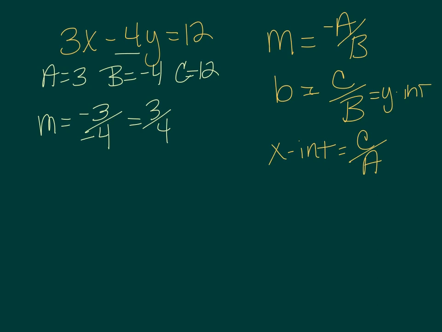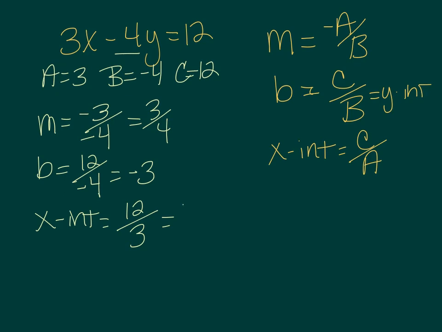Well, hey, that's the same slope that we got when we solved our equation for y. To find our y-intercept, or our b value, lowercase b, we would take C, our constant, 12, and divide it by the B value, which is negative 4. So here we get negative 3. Well, no way. That's the same y-intercept we got when we were doing it the first way. And then if I want to find my x-intercept, I could just take C, which is 12, and divide it by A, which is 3. So there we would have 4.